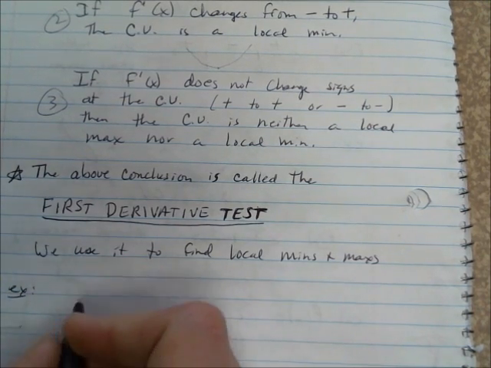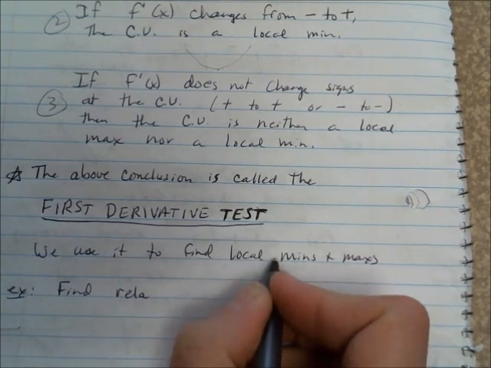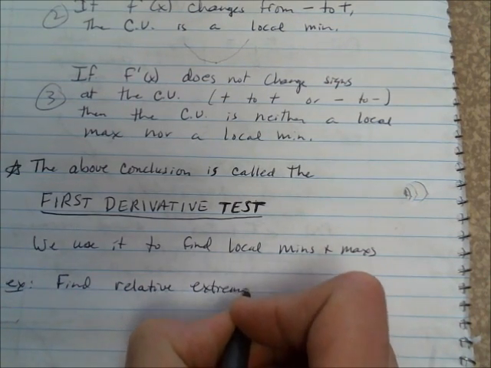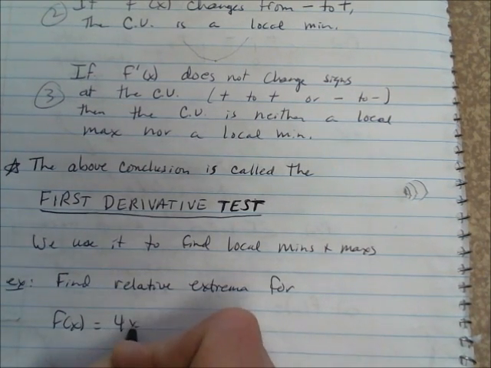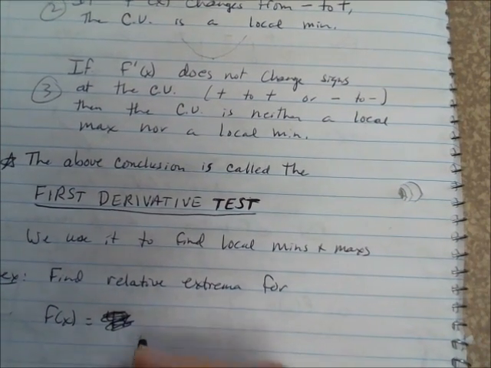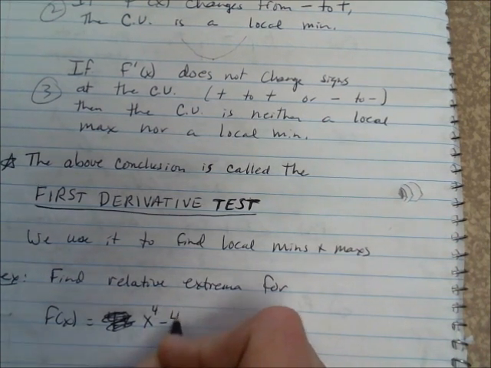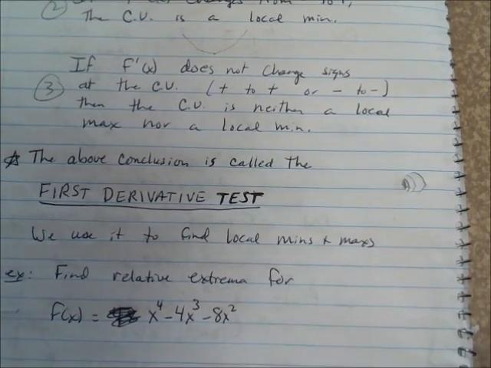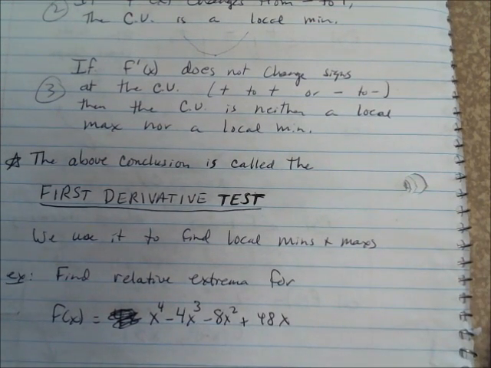So here's your example. Let's find the relative extremas, or in other words, the local extremas. It's the same thing. For the function, let's say f of x is equal to x to the 4th minus 4x to the 3rd minus 8x squared plus 48x. So here's a fourth degree function.